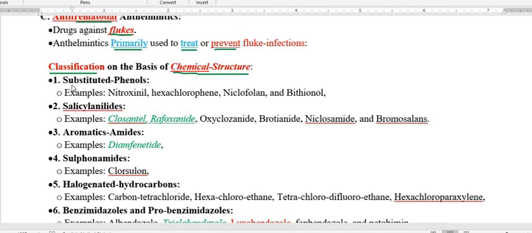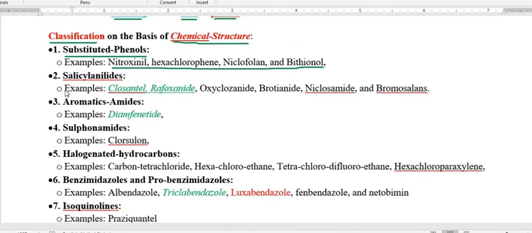So first one is the substituted phenols. Under this the examples are nitroxynil, hexachlorophene, nicolofolone, bithionol. Amongst all these four, we already discussed them in anticestodal. Regarding salicylanilides, we also discussed them in the anticestodal.